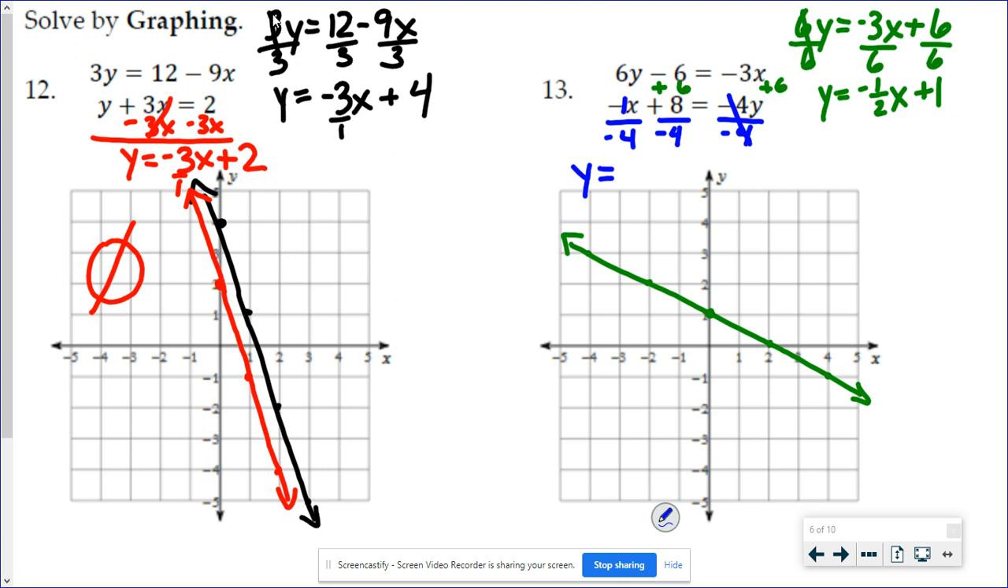Negative 1x divided by negative 4 will be a positive 1/4 x. 8 divided by negative 4 will be negative 2. So this will begin at negative 2. And I have a positive 1/4 slope, up 1/4, or down and left 4. Right there is my second line. And the point of intersection, the solution, is at 4, negative 1.